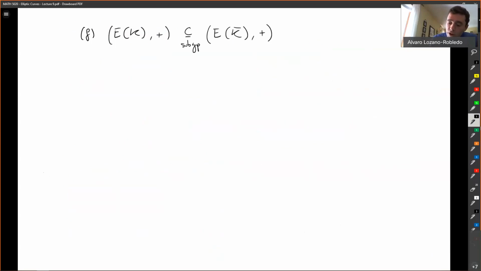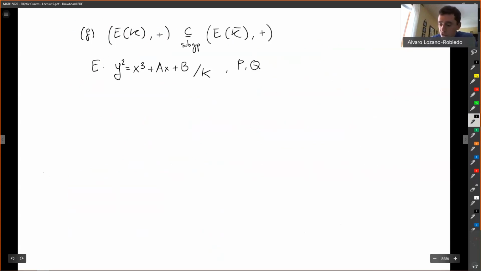So if you have an elliptic curve, then we just need to know that if I have 2 points defined over K, so, and I have 2 points P and Q, so this is E, so A and B are over K, and P and Q are 2 points defined over K, all I need to know is that R, the third point of intersection in the picture.